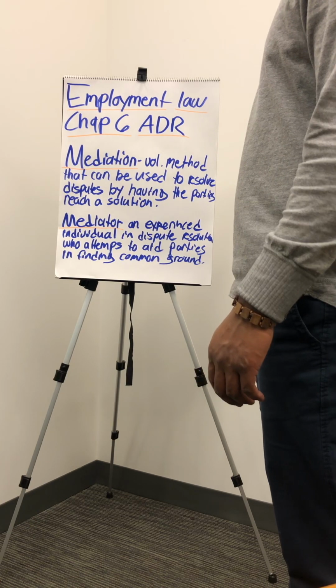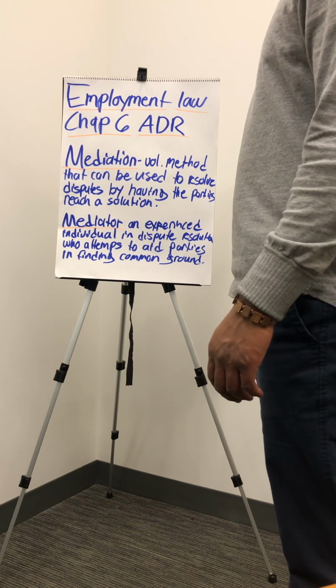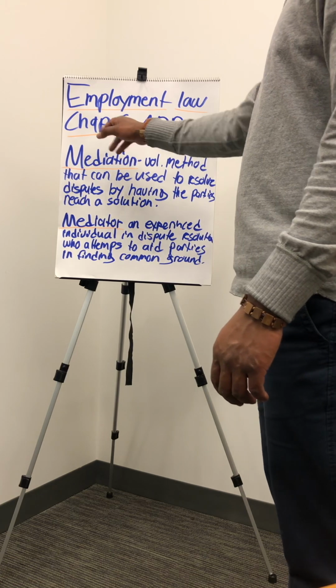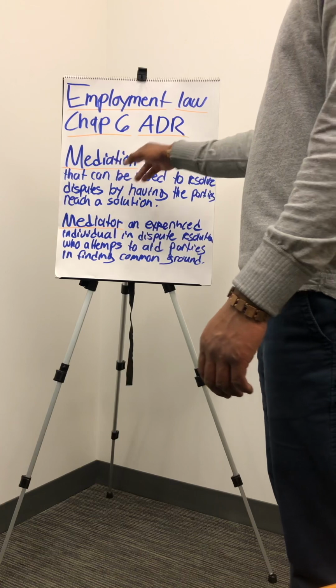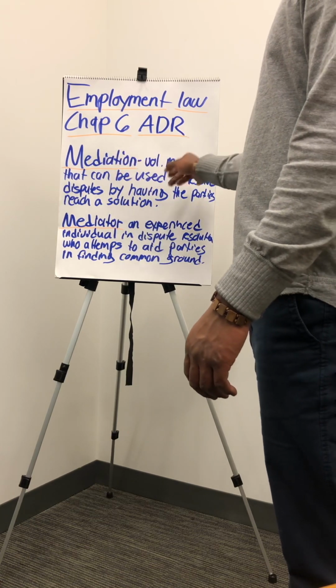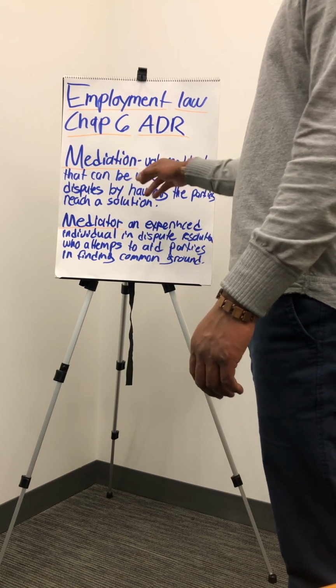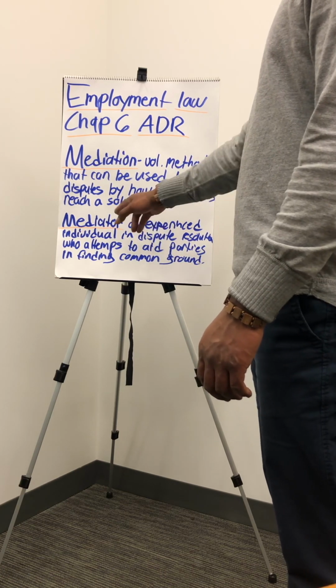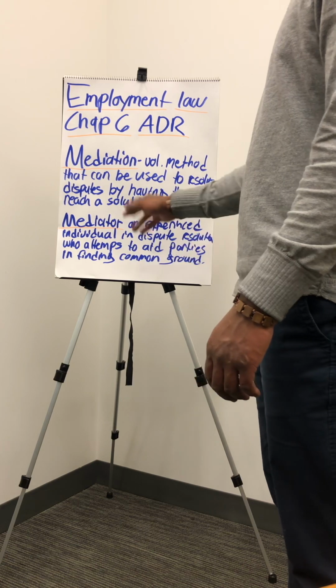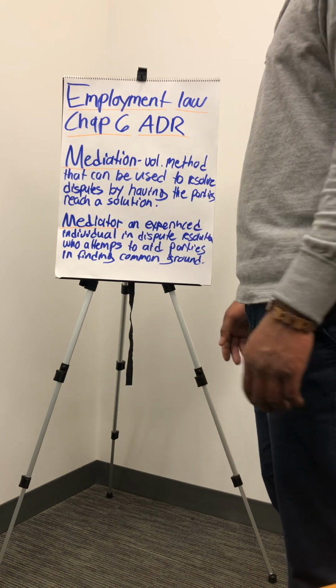The last two topics we're going to cover in our ADR are mediation and a mediator. So mediation is a voluntary method that can be used to resolve disputes by having the parties reach a solution. A mediator is an experienced individual in dispute resolution who attempts to aid parties in finding common ground.